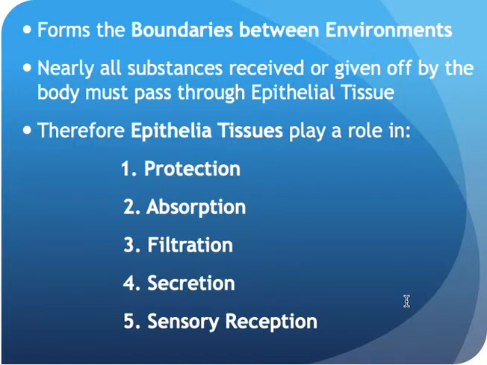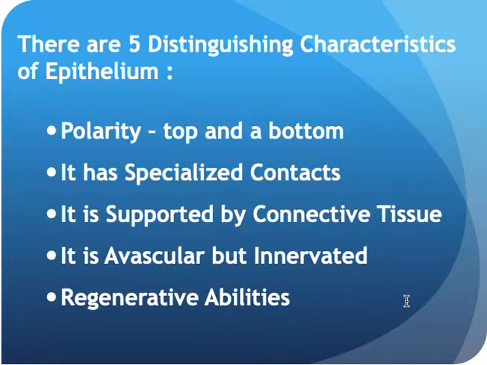Okay, so again, try not to just kind of memorize it. Try to think it through and be like, okay, this is a structure. What might these tissues be good at? So the 5 distinguishing characteristics of epithelium: it's going to have a polarity. And in this case, we're not talking about a charge, like negative, positive. We're just talking about a specific kind of top and a bottom. It's going to have specialized contacts, and we're going to break each of these down.